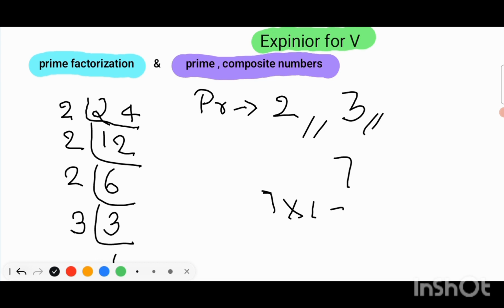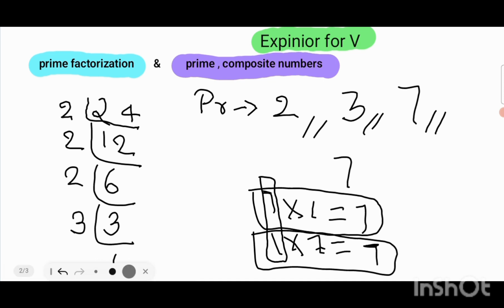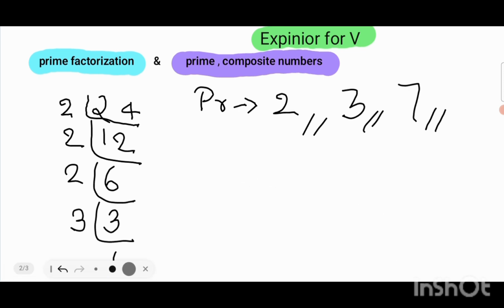The number itself is always common and 1 is always common. A number is always a multiple of the number itself and 1. So 7 also has only two factors. Factors are those numbers which have the capacity to divide a given number. So 7 is also a prime number. I hope you understood the meaning of prime numbers: prime numbers are those numbers which have only two factors, 1 and the number itself.